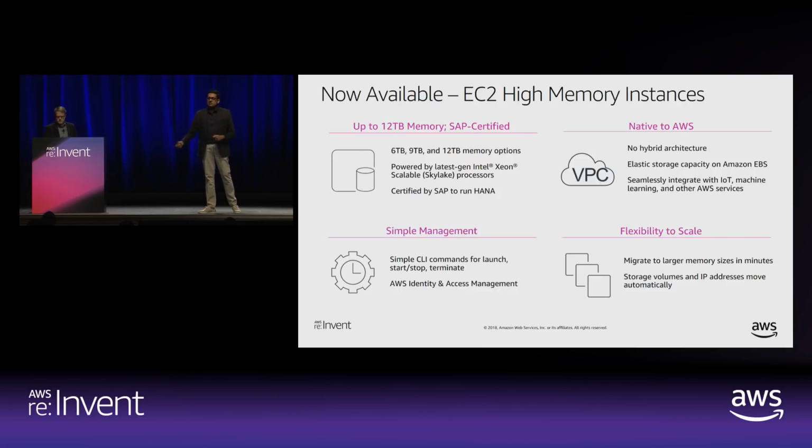And when you experience data growth and when you do need to go to a larger instance size, you can quickly do that transition through simple command line interfaces. And when you do that, your storage volumes, your IP addresses, and the other properties of that instance move with you. So essentially, you are just doing an instance resizing from 6 terabyte to 9 terabyte to 12 terabyte.